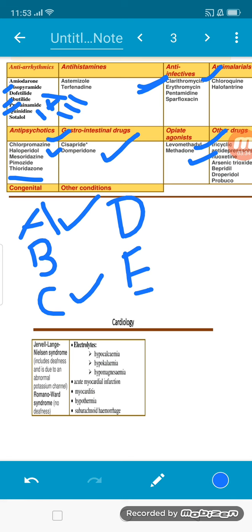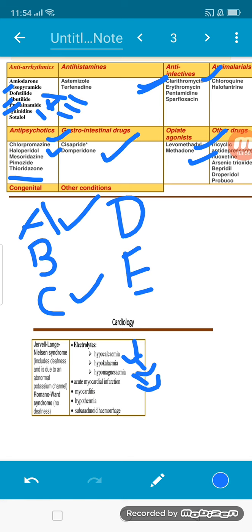There are also some electrolyte disturbances which cause acquired long QT syndrome. These are low calcium, low potassium, and low magnesium. Other causes could be MI, myocarditis, hypothermia, and subarachnoid hemorrhage. So these are the acquired long QT syndrome causes.